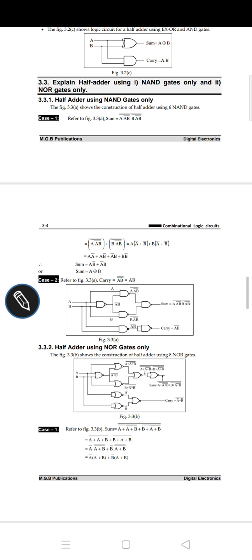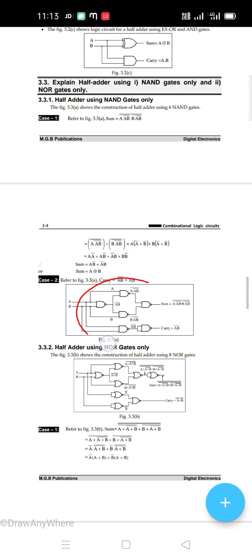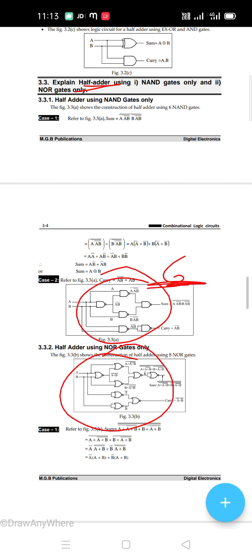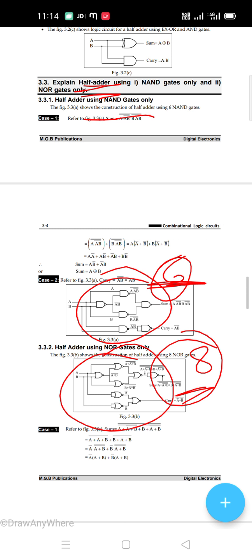So if we see this circuit, how many NAND gates are used? 6 NAND gates are used to construct the half adder circuit. This is a very important bit. And if we see this, how many NOR gates are there? 8 NOR gates are required to construct the half adder circuit. This is a very very important bit. 6 NAND gates are required to construct the half adder circuit, and 8 NOR gates are required. This is how we have to realize these circuits.